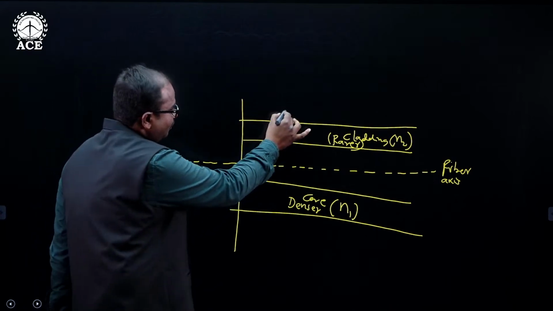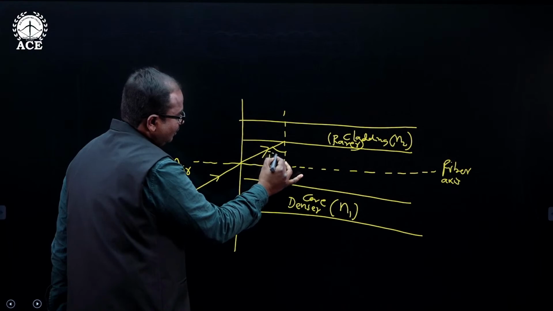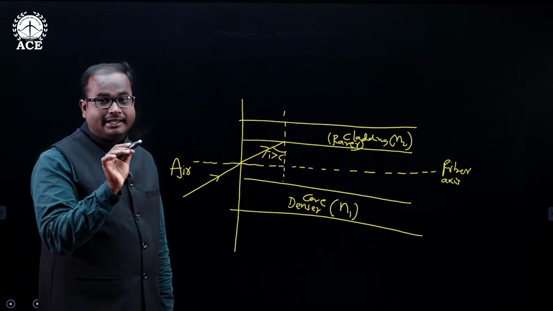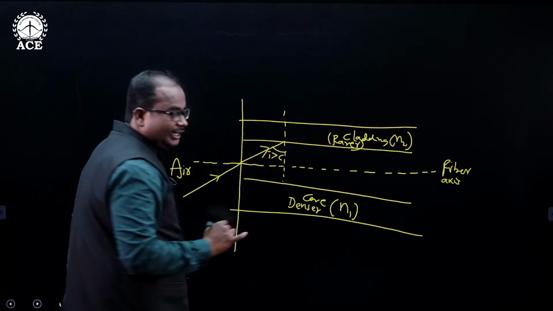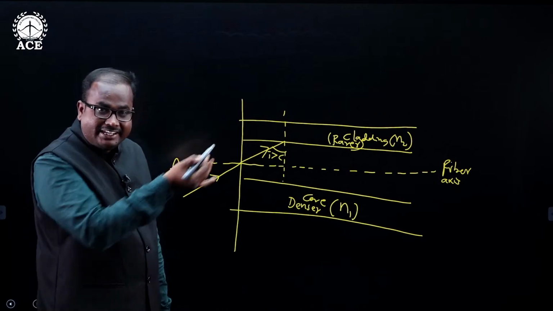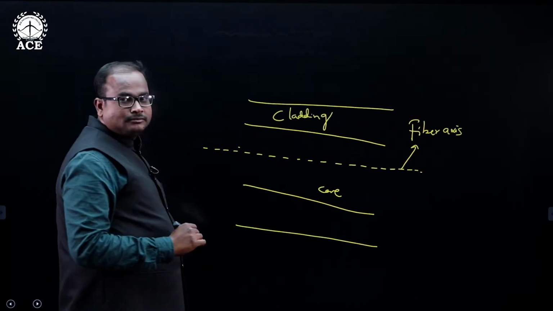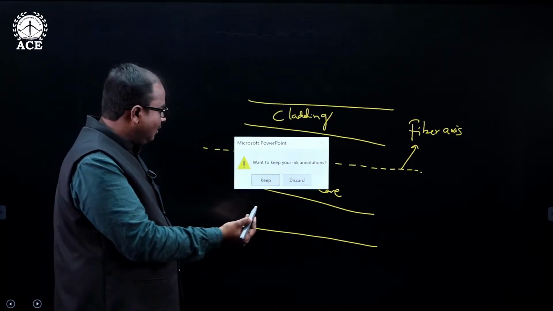Now if you can make this incident angle greater than the critical angle, then what happens? This light ray will not enter into the cladding medium. The light ray gets totally reflected back like this.